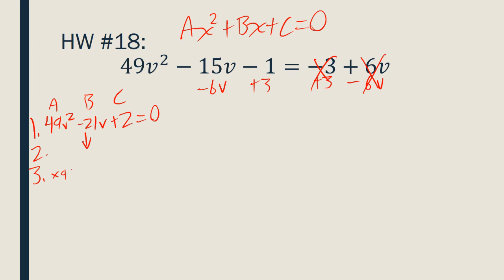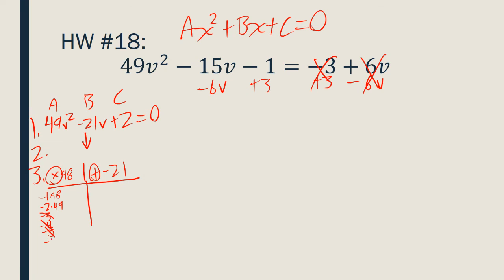So I need to find two numbers that multiply to make 98 and add up to b, or negative 21. So I need to find factors of 98 that add up to negative 21. That's a big one. So let's see. I have negative 1 times 98. I have negative 2 times, what's 98 divided by 2? 49. Negative 2 times 49. Negative 3 times nothing. That's not going to work. Negative 4 times nothing. All of those aren't going to work.